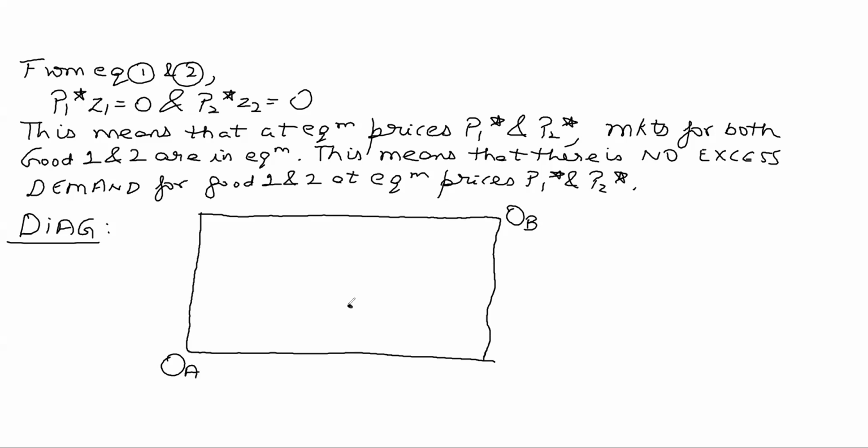Suppose this is my endowment. This is omega 1A, endowment of good 1 with agent A. This is omega 2A, endowment of good 2 with agent A. This is omega 1B, endowment of good 1 with agent B. And this is omega 2B, which is endowment of good 2 with agent B.